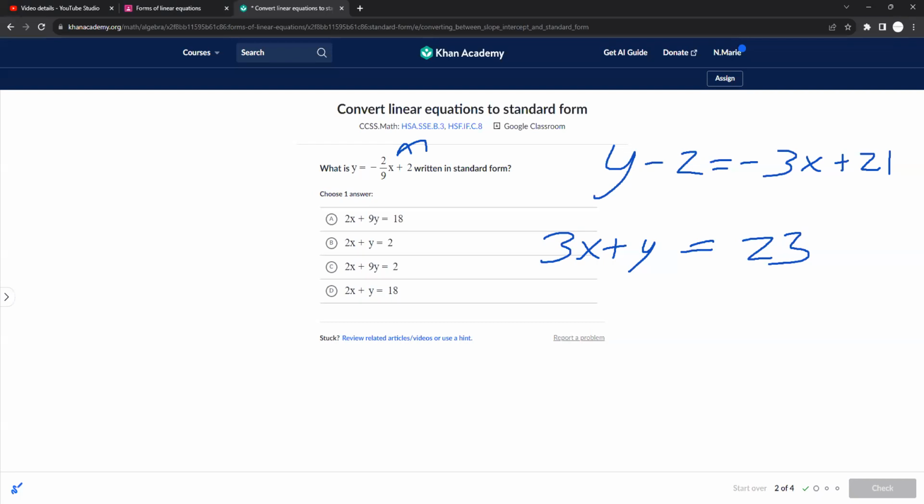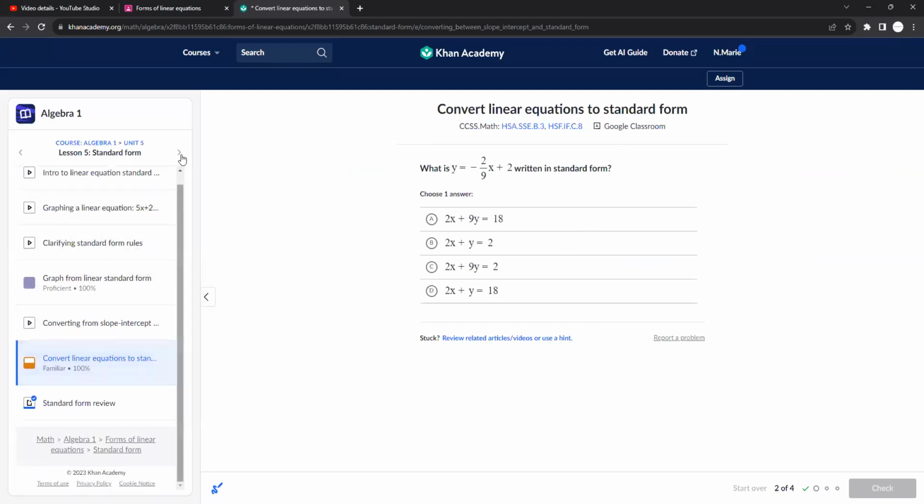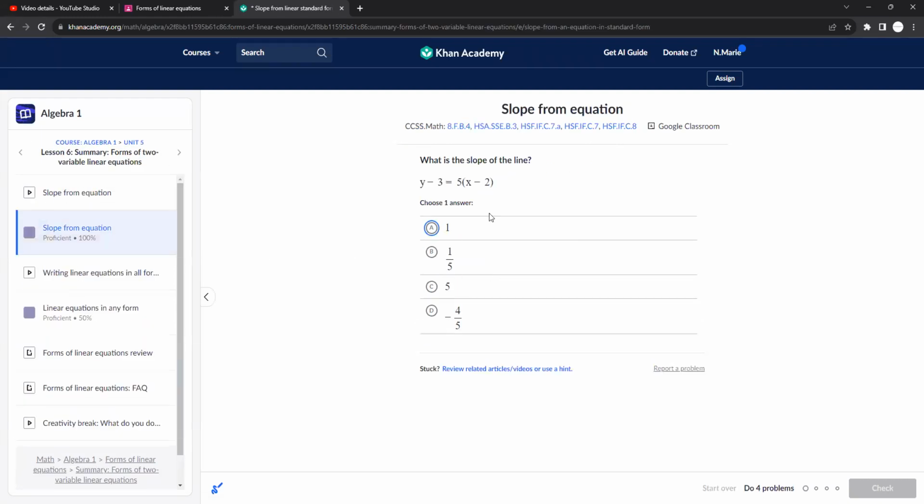So practice rearranging equations. If you need a video on just rearranging equations, let me know, but you should be fine because like I said, you get something wrong.